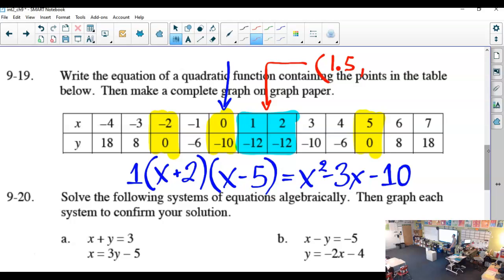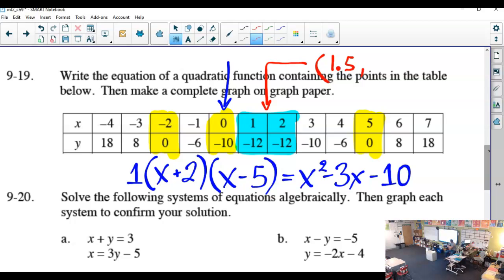Should we make the graphs? It just says write the equation of the quadratic function containing the points, then make a complete graph. Now here's the thing about a complete graph. If we indicate the zeros and the vertex, that's a complete graph. It's pretty much everything we need. So I would plug in 1.5 to figure out the y value of the vertex, and then we're pretty much good. We should start spending more time going over homework problems that are tough ones.